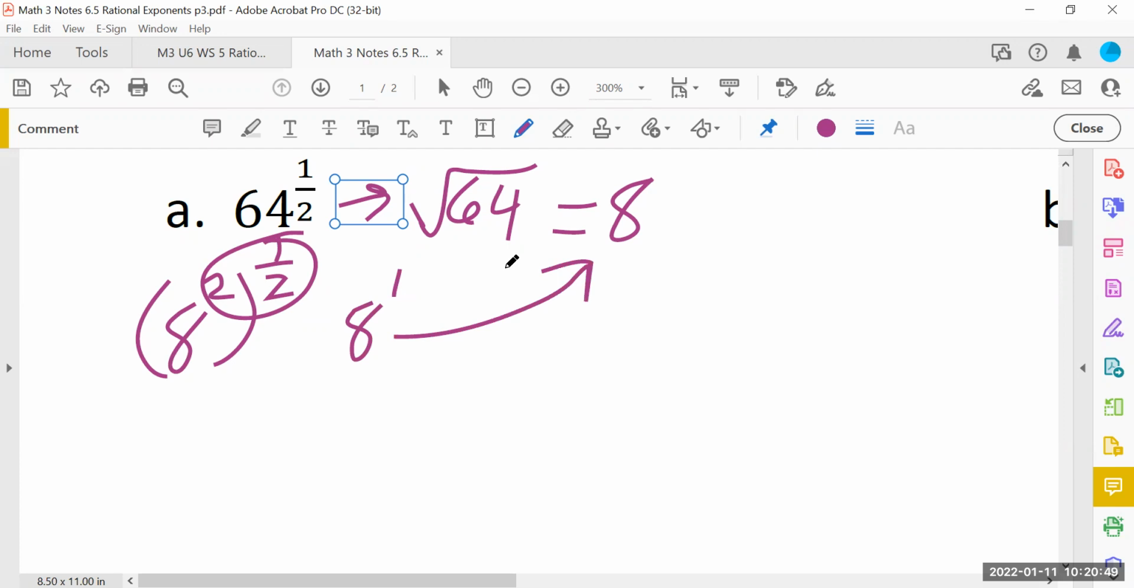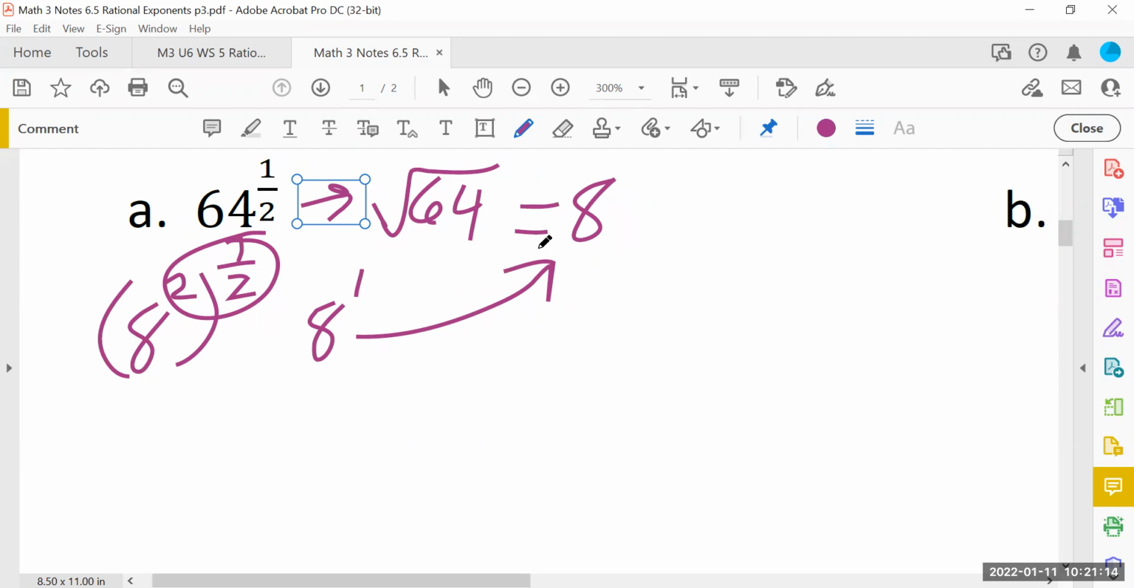Before, we were like, square root's like pairs. I look for a pair and I take it out. This is why that works. It's not that square roots like pairs. They don't like anything. This is why it works. It's because 8 squared to the 1/2 power, 2 times 1/2 is 1. They cancel. They reduce to 1. You can solve this either way on the homework.